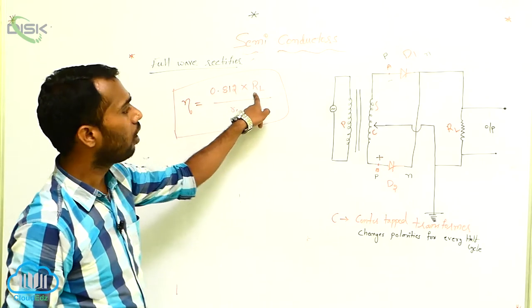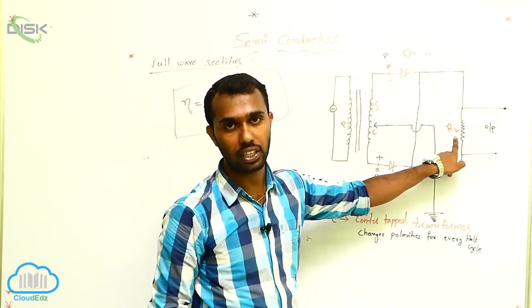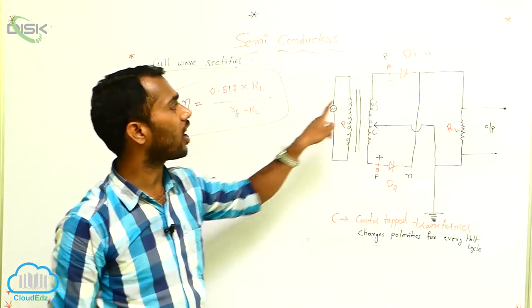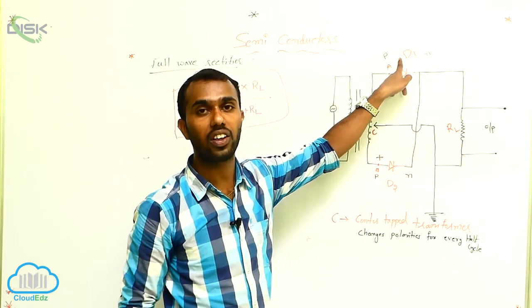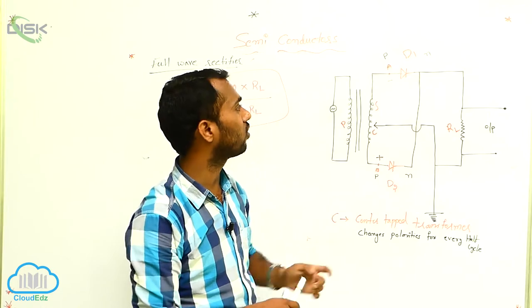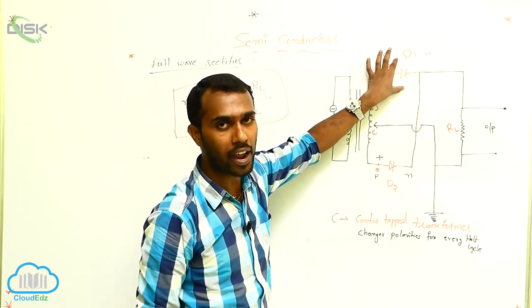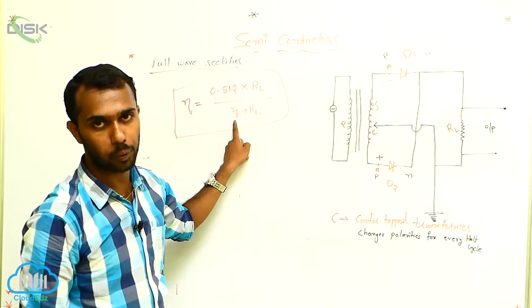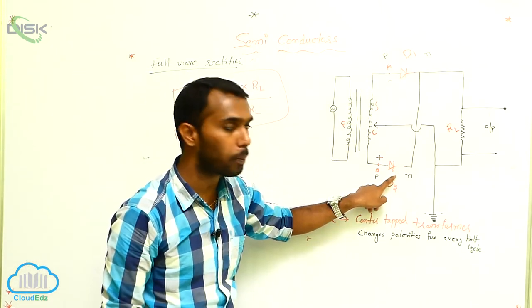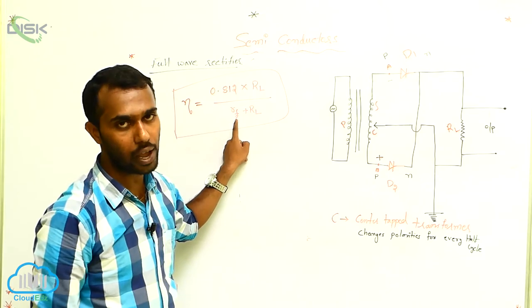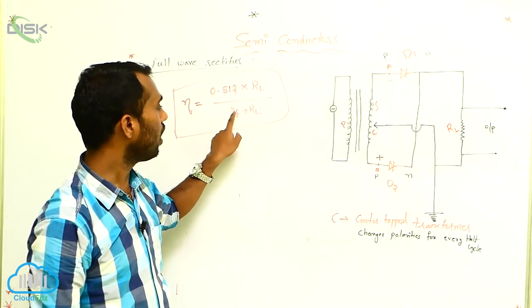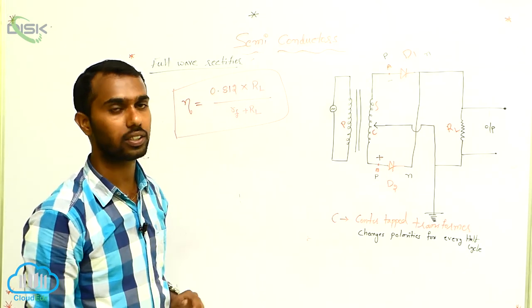What is RL, sir? RL is the load resistance. What is RF? RF is the forward bias resistance. Which resistance? You have to take D1 or D2. If diode D1 is in forward bias, you have to take the diode D1 value. If diode D2 is in forward bias, we have to take the diode D2 value. Okay, where RF is the forward bias resistance.